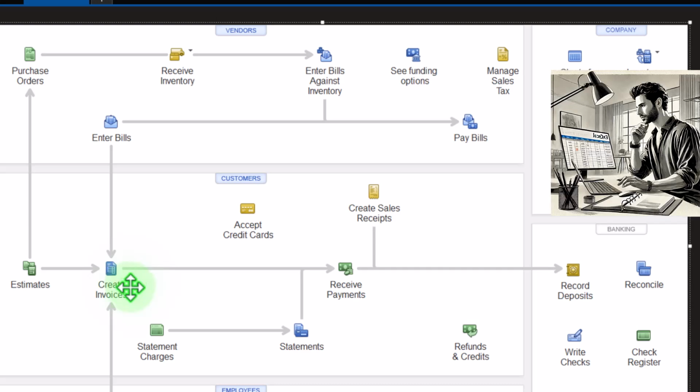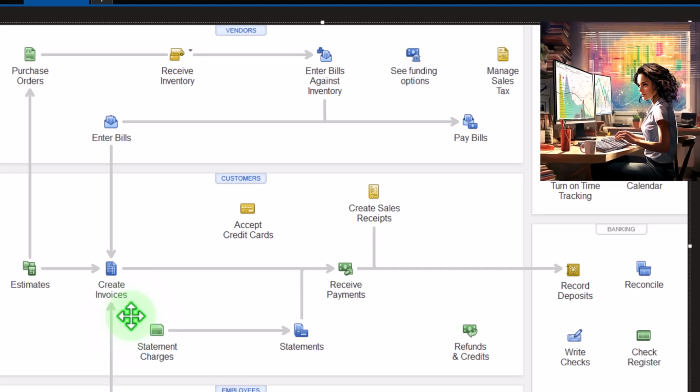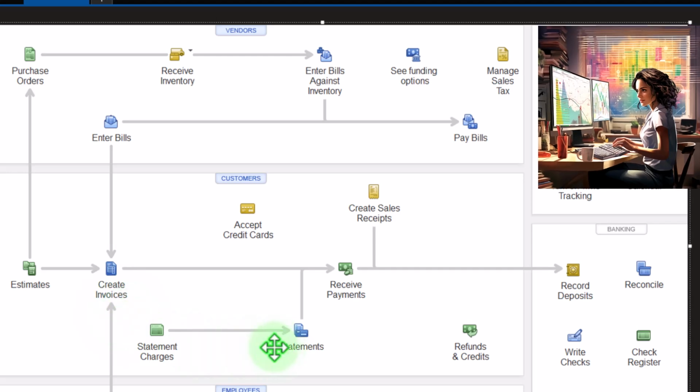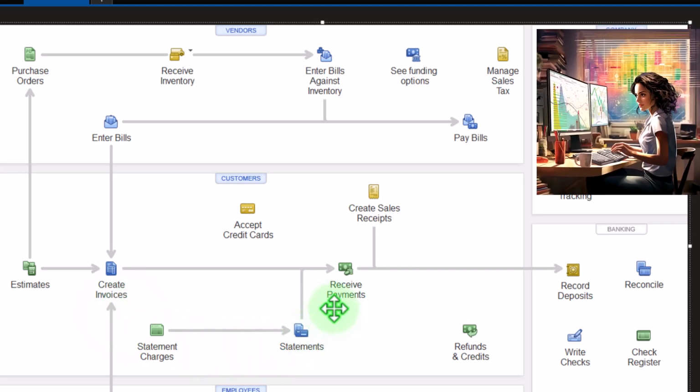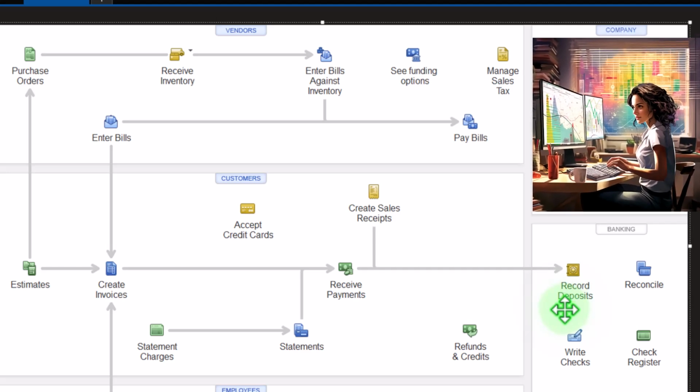So in that case, we would have to basically do the work, then invoice the client, sending out an invoice, which is kind of like billing the client, right? And then I'd have to track the invoice, receive a payment from the customer, and then take that payment and record it as a deposit.